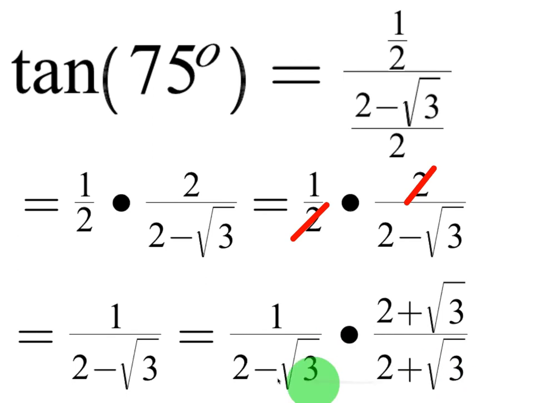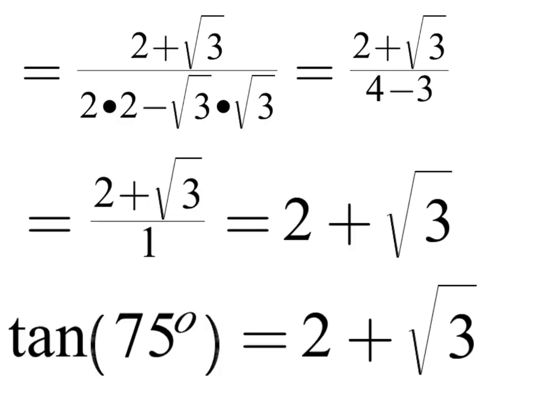I will use some parentheses here. Remember, when you multiply something by its conjugate, the two middle terms cancel and you're left with the first two terms plus the last two terms. Well, think about it. 2 times 2 is 4. Square root of 3 times the square root of 3 is 3. So you're just going to end up with 4 minus 3, which is 1 on the bottom. This is going to simplify rather nicely.